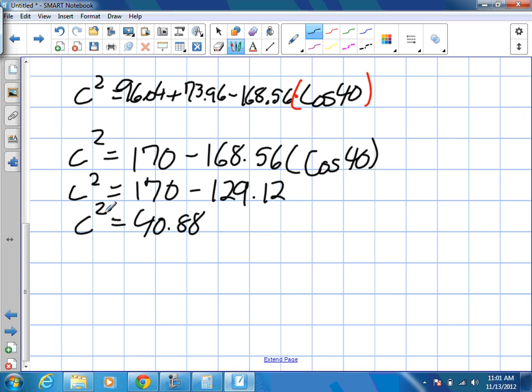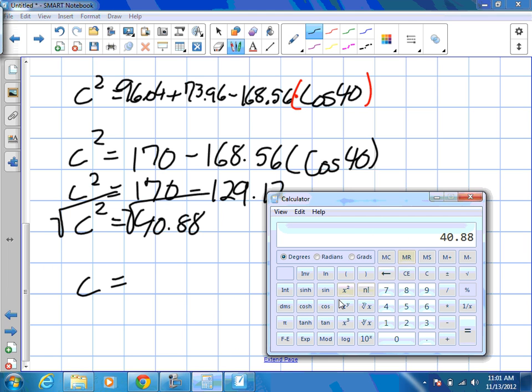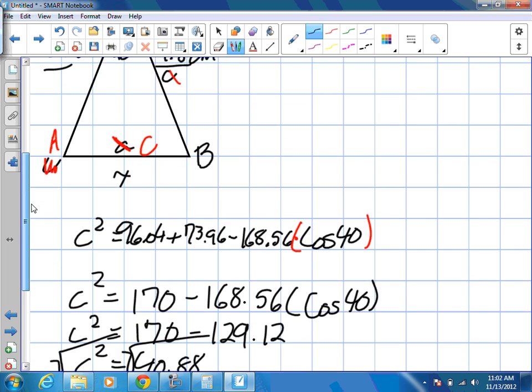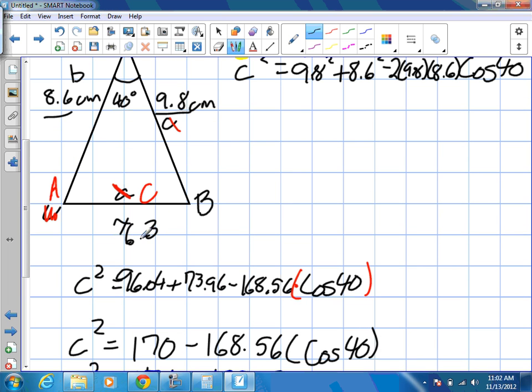So in order to get C by itself, we need to root it. We need to find the root of 40.88. Do we have a root on here? All right, 6.39. Great. So we've discovered that this side of the triangle is 6.39 centimeters in length.